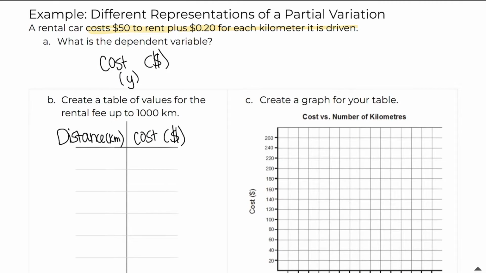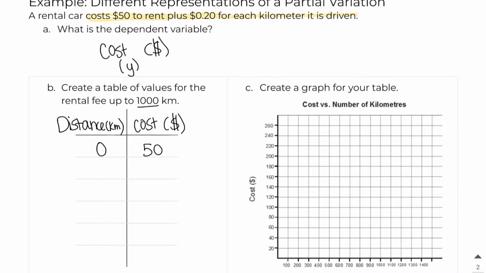And to know what that initial value is, our x value has to be 0. So when we go no kilometers, how much are you going to pay? You still have to pay $50, okay? And then it says that we want to go up to 1,000 kilometers. I'm not going to do this 1,000 times. I want 1,000 here. So maybe if I go up by 200s, I'll be able to fit in all of these values here.